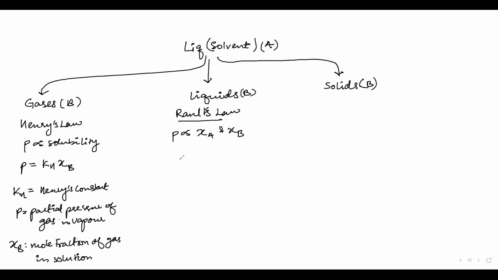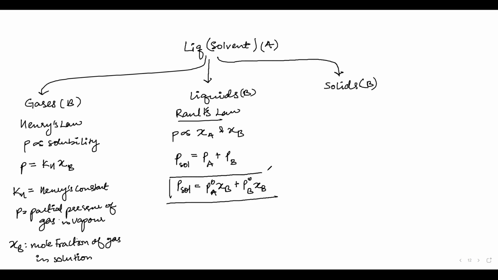Now, the equation for Raoult's law will be the vapor pressure of solution, which is equal to the partial pressure due to A plus the partial pressure due to B. Now, as we have seen, P of A is equal to P naught of A into chi A, and P of B is equal to P naught of B into chi B. This is our Raoult's law. Got it?